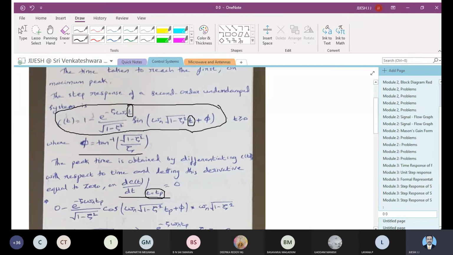By replacing t with Tp wherever it occurs, you equate this to 0, so dC of t by dt is equal to 0. Here we are going to find the peak time. To obtain the peak time, you have to differentiate the equation of C of t with respect to t and equate it to 0.